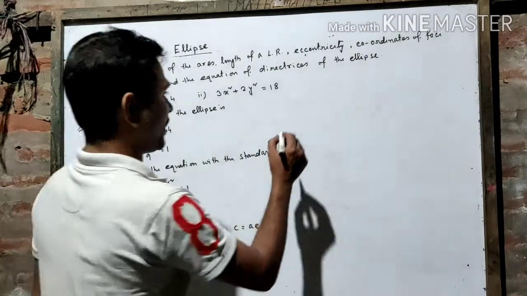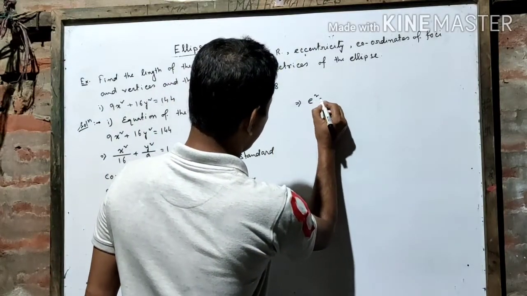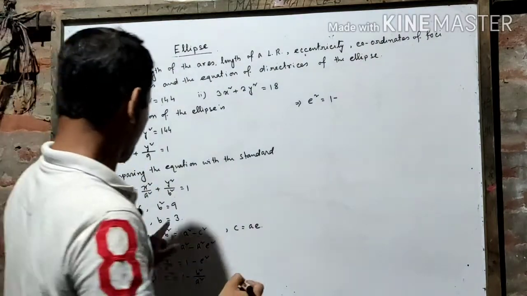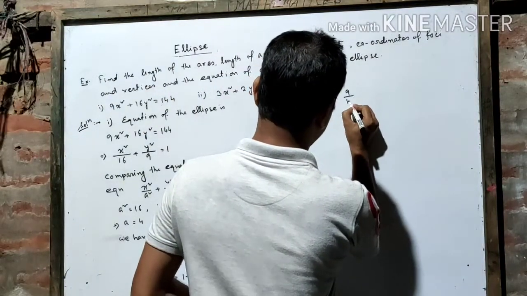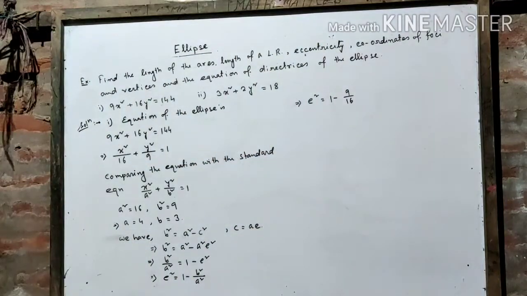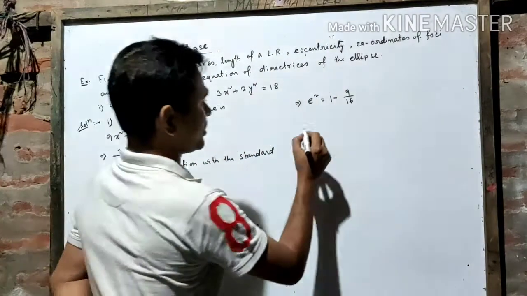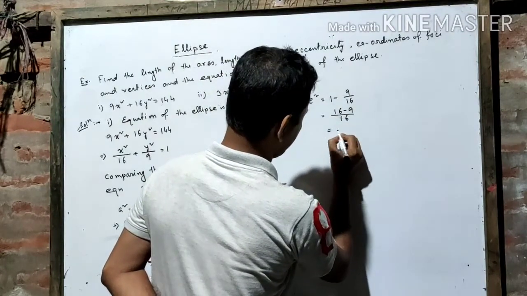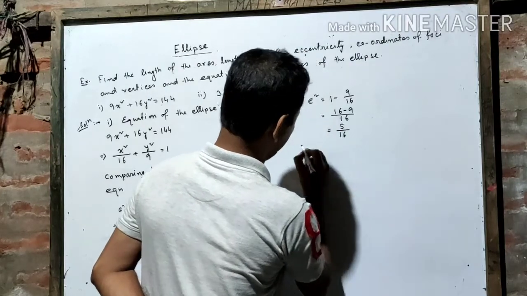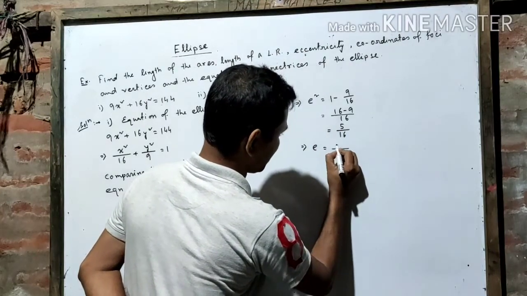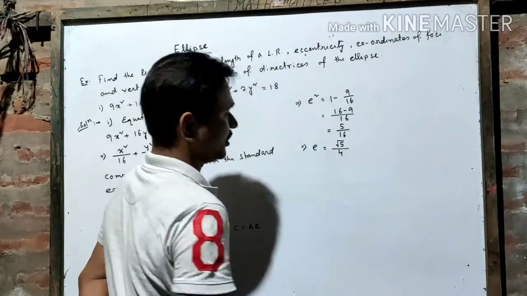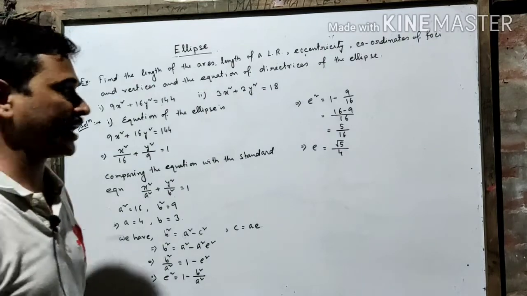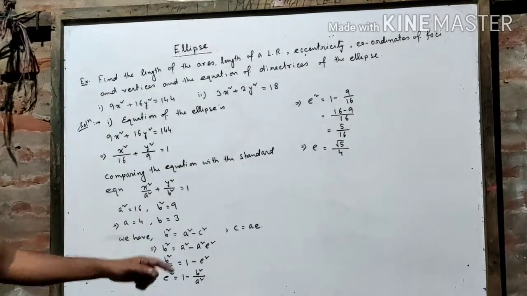So by putting the value of a and b, we get e square equal to 1 minus, what is b square? b square is 9. So 9 by 16. Okay, a square is 16. So this is equal to 16 minus 9 by 16 is equal to 7 by 16. This implies value of e is root 7 by 4. So eccentricity is root 7 by 4. Okay, thus we find eccentricity.